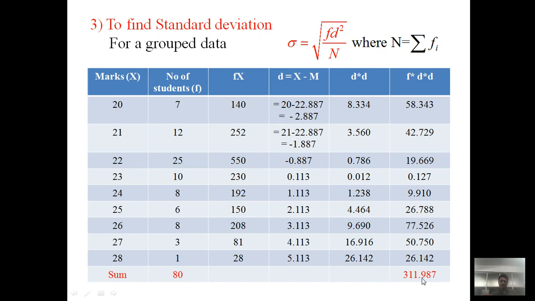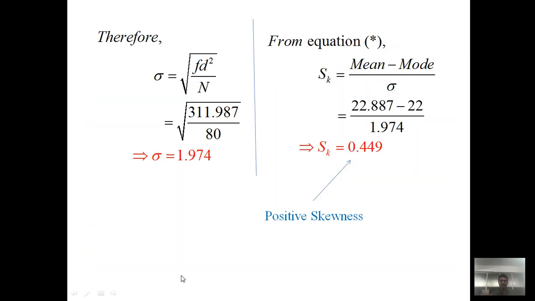It gives 311.987. So plugging this value in the numerator, again I will repeat, please consider this numerator as the sum of f into d square instead of only f d square. So the numerator is 311.987, and the denominator is capital N, that is the sum of fi, the sum of frequency, that is the total number of students, so 80. So the sum of f d square, 311 point something, upon 80, gives standard deviation 1.974.